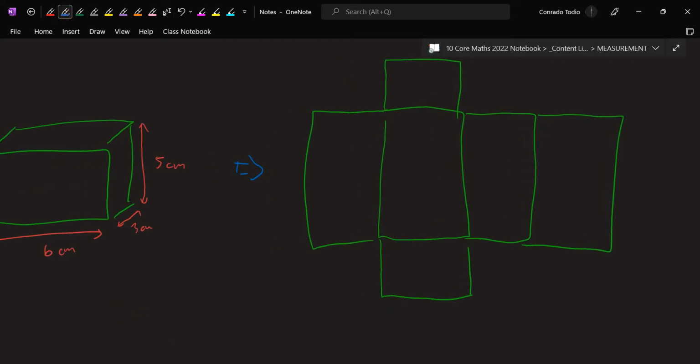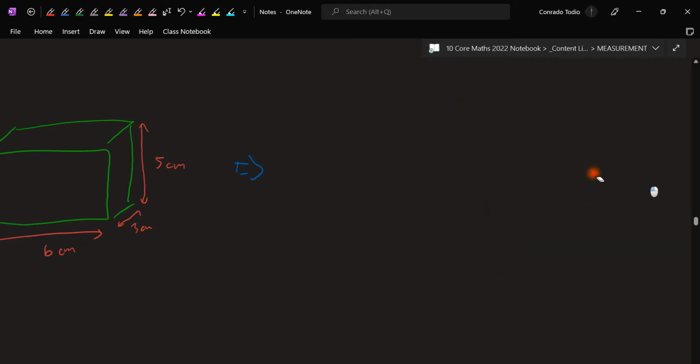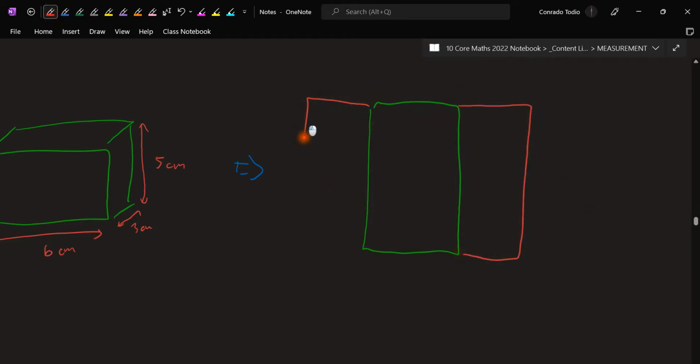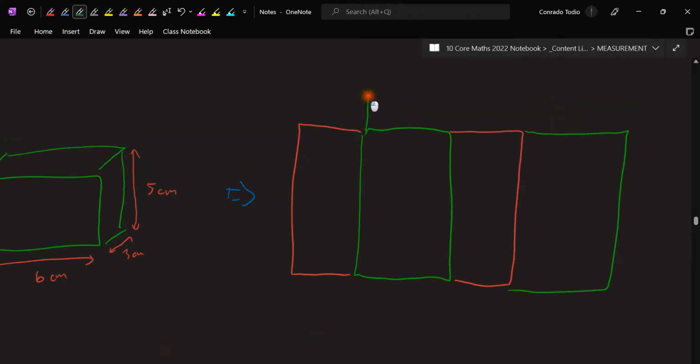So I'm going to rub this out real quick. I'm just going to color code it so it's easier for you guys. So you've got this face, okay, and then you've got this face. The way that it's color coded, the ones that are the same color are the same or corresponding sides. You've got this side.